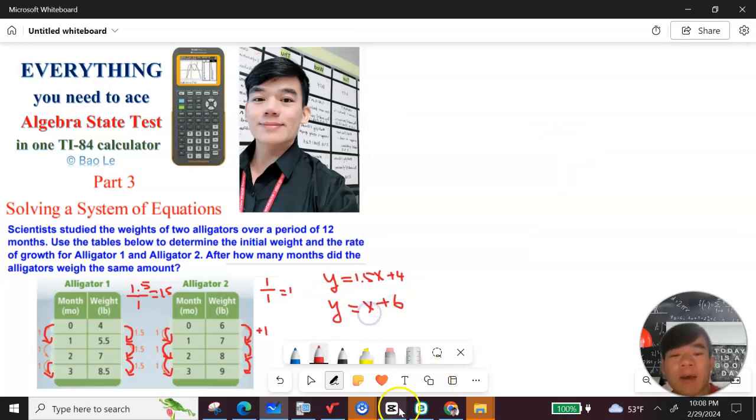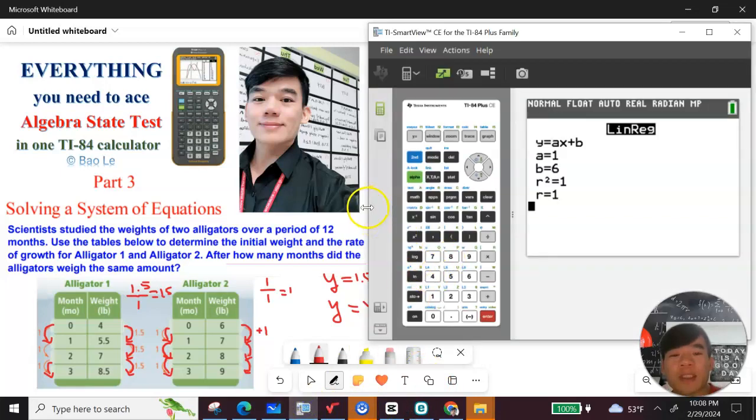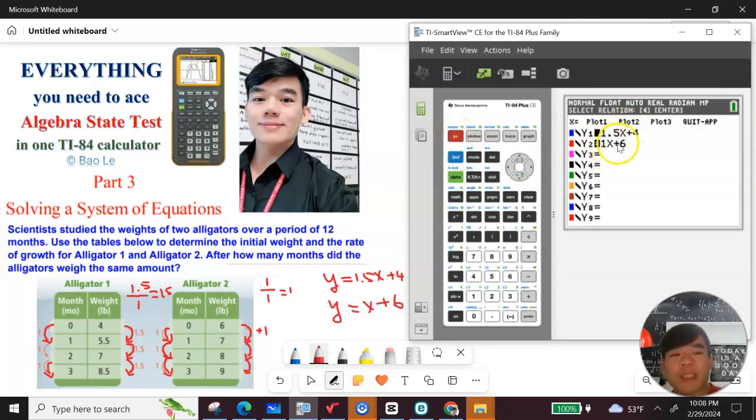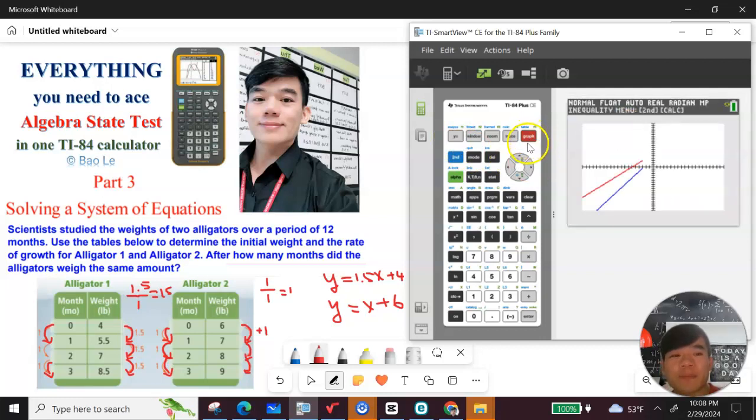Now I'm going to check to see if it's right or wrong. So I hit okay right here. Now you hit y equals, and you will see two equations there, the first equation and the second equation. Now you just hit graph. Alright, the two equations meet at a point right here. This tells us after how many months the alligators weigh the same amount. The x value tells us how many months, and the y value tells us the same amount of weight.